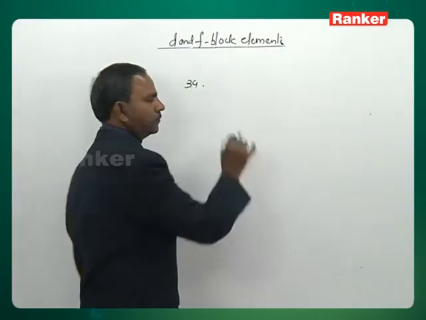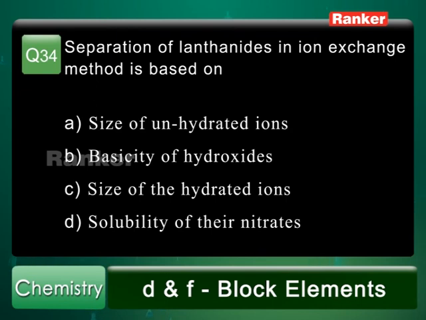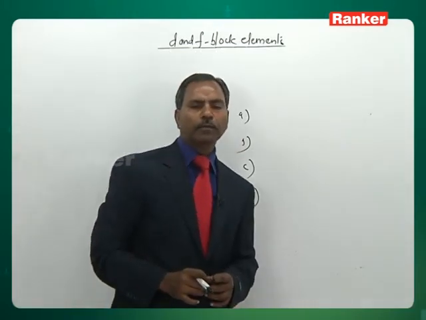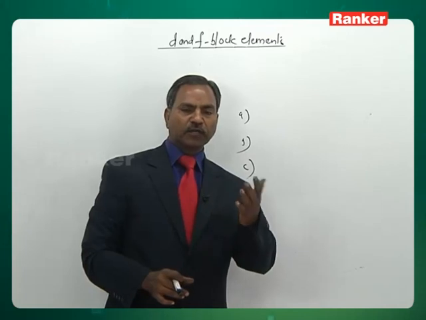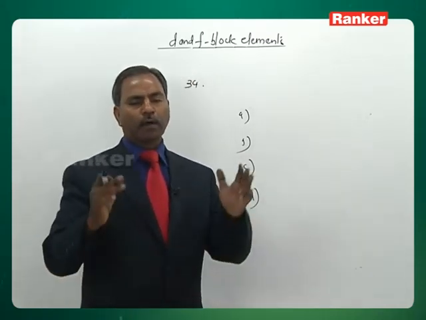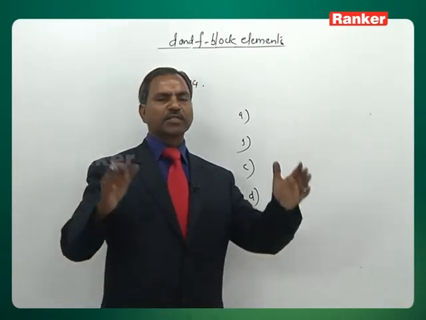Coming to question number 34. Separation of lanthanides in the ion exchange method is based on. Option A is size of unhydrated ions. Option B is basicity of hydroxides. Option C is size of hydrated ions. Option D is solubility of their nitrates. Option B, basicity of hydroxides, is nowhere related to the separation of lanthanides, and the size of unhydrated ions is also nowhere related. The ion exchange method is based only on the sizes of hydrated ions.